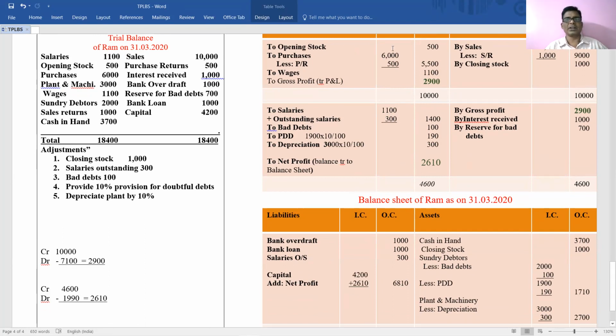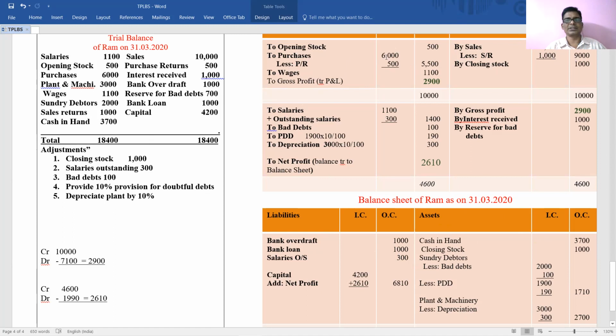Next, opening stock 500 TD only once. Purchases 6000 TD only once. Plant and machinery 3000 only once. Wages 1100 only once. Sundry debtors 2000 only once. Sales returns TC minus only once. Cash in hand 3700, an asset, only once. Sales TC only once. Purchase returns TD minus here.